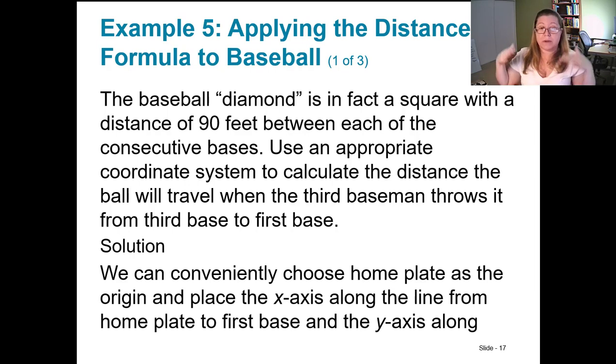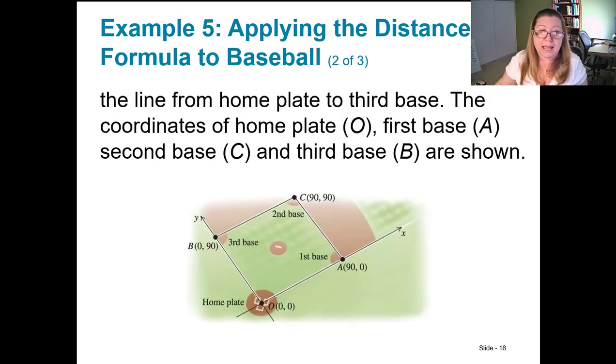Now, if we think of our baseball diamond as points on a Cartesian plane, we'll call home plate our origin. Our first base is along our x-axis at 90 feet from the origin. C will be 90 to the right, but 90 also up. And then likewise, B is on our y-axis, 90 feet up away from the origin. So we can scope it out in a Cartesian plane.